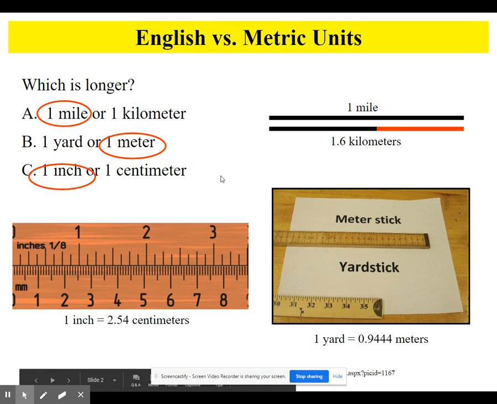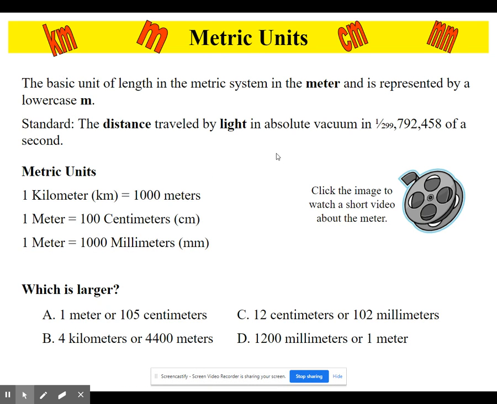Tells you how much an inch is worth. These things are not going to be on your test coming up, but it's kind of nice to see, since we still use the English system, what that equates to in the metric system. The things that we want you to know: a kilometer is 1,000 meters. Kilo means 1,000. Centi means 100th. That's why it takes 100 centimeters to equal a meter. And milli means 1,000th. That's why it takes 1,000 millimeters to equal 1 meter.